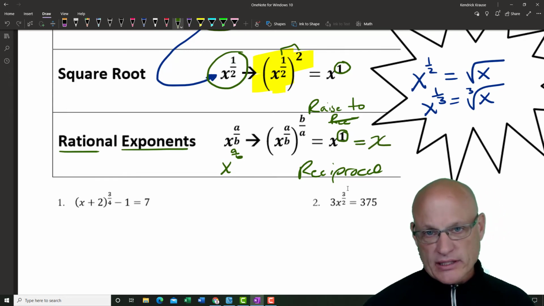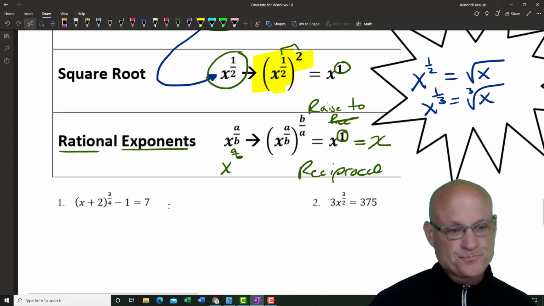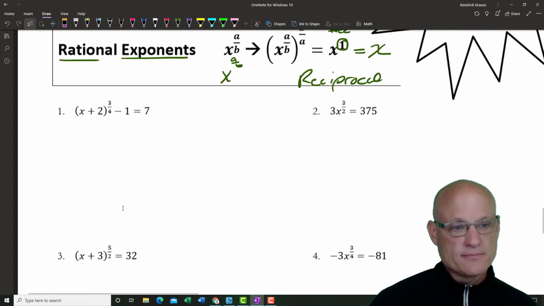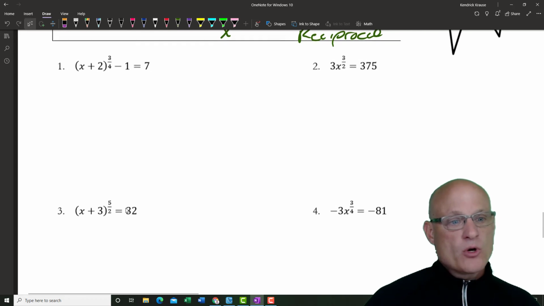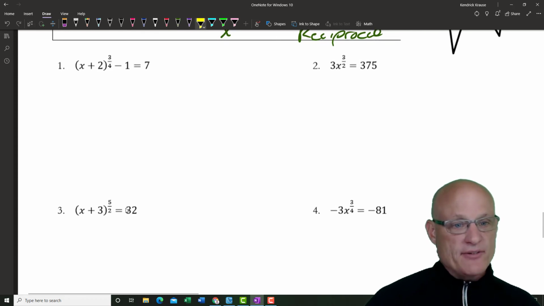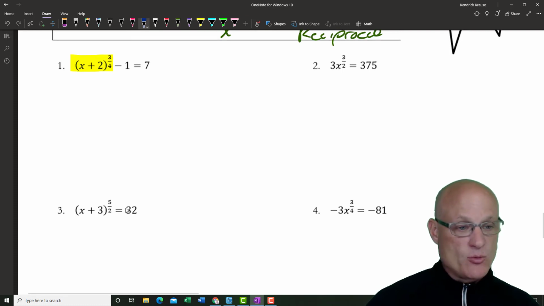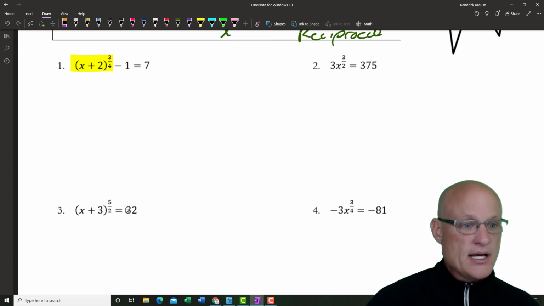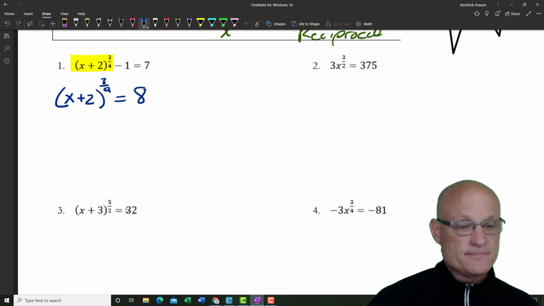Let's play around with this and let's see if you can figure this out. Here's how it's going to work. We're going to get the weird thing alone. Now, it should be obvious that this is the weird thing. We want to get that thing all by itself. So I'm going to rewrite it. I'm going to add the 1 over, so I get x plus 2 to the 3/4 is equal to 8.